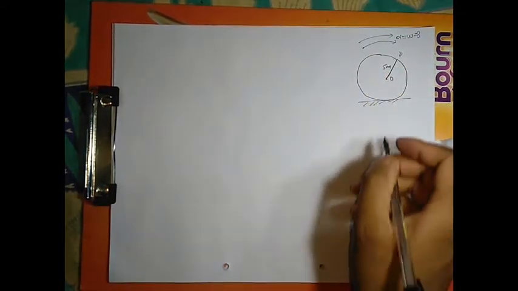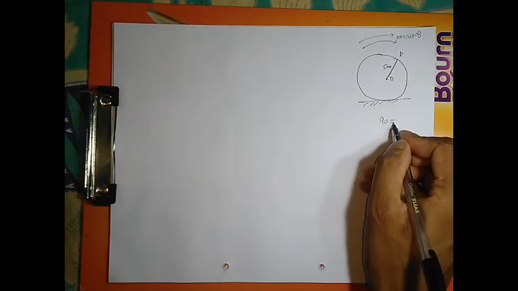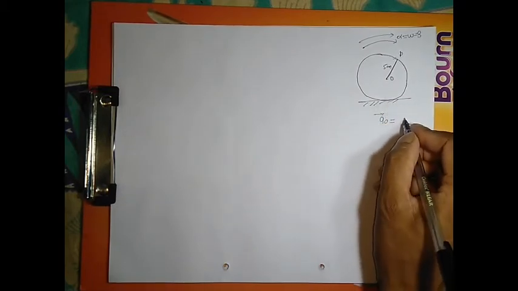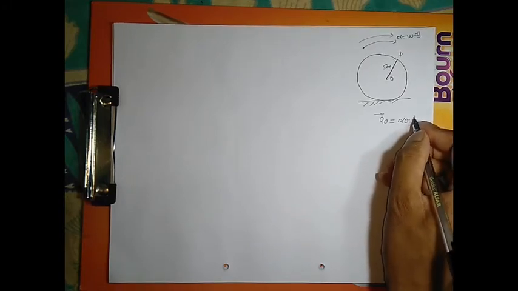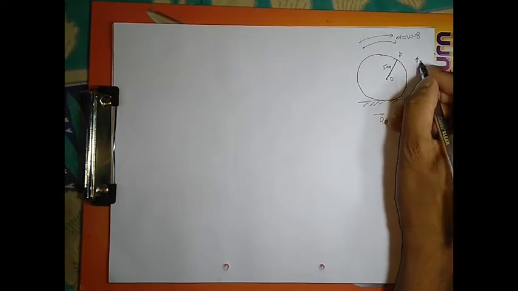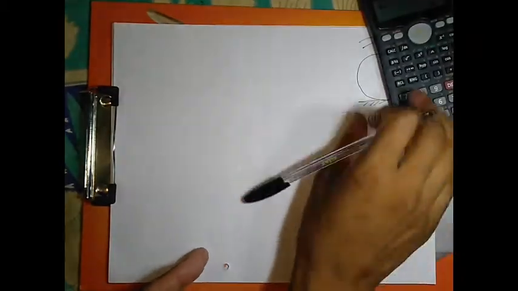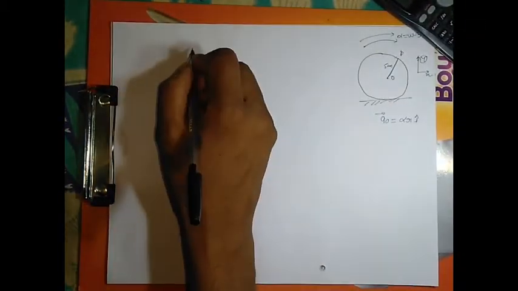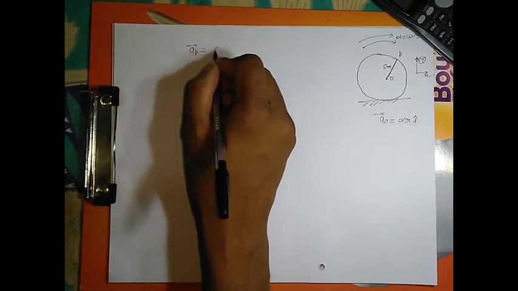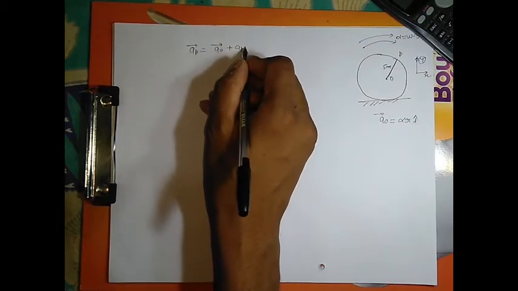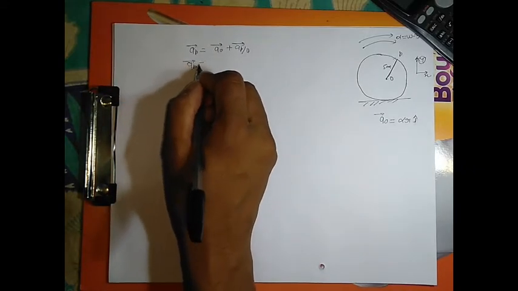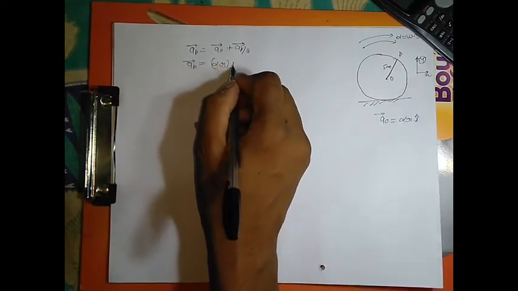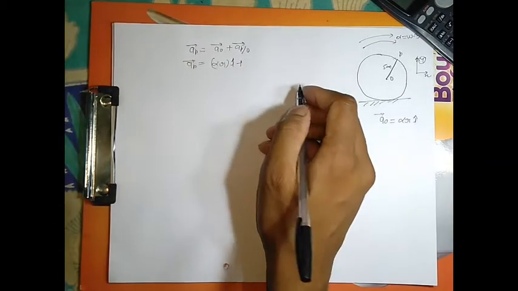Okay. So for pure rolling condition, acceleration of point O, you know that, is alpha r i cap. This is the x axis, this is the y axis. Look at here. How can you find acceleration of point P? Acceleration of point P is equal to acceleration of point O plus acceleration of point P with respect to O. Acceleration of point O is alpha r i cap, plus acceleration of point P with respect to O.